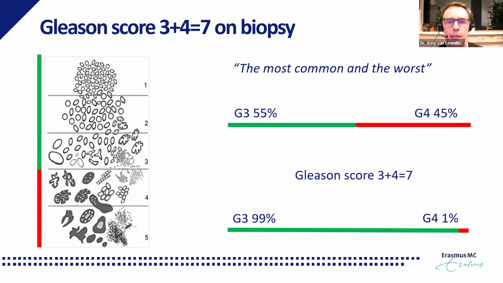Well, we grade biopsies as the most common and the worst. That means that if you have a grade group 2 biopsy, you could have 55% pattern 3 and 45% pattern 4. That would be Gleason score 7. But the latter one also, 99% pattern 3 and 1% pattern 4, that would also be Gleason score 3+4 is 7. So is there a difference in outcome?